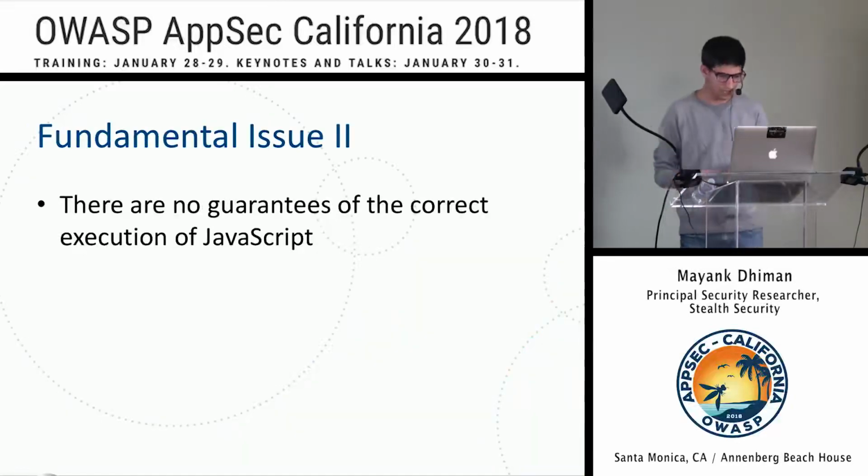The next problem is there are no guarantees of the correct execution of JavaScript. This fraud/bot detection solution sent down the JavaScript file to the client, and they assume that it would run in a normal browser. They would gather all these fingerprints, which would be analyzed in the cloud, right? But actually, there are no guarantees because, going back to our threat model, I, as an attacker, control the browser, I control that machine, right?